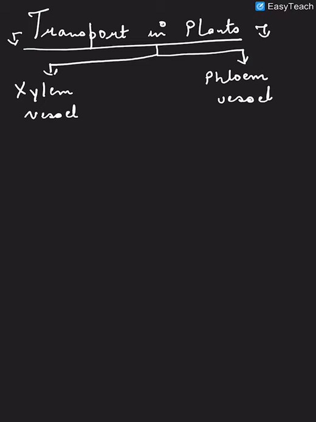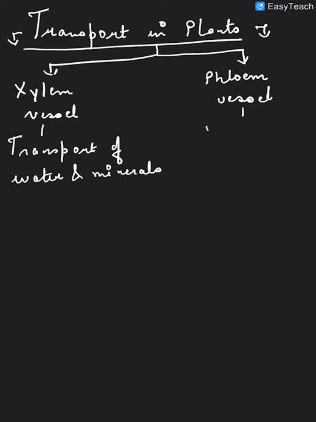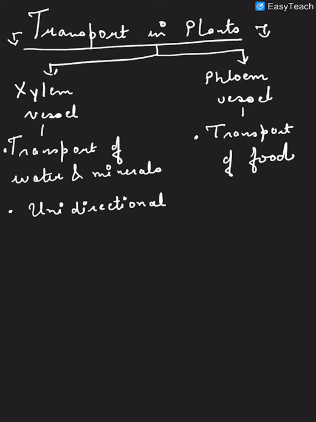Now, the xylem vessel is mainly responsible for transport of water and minerals. And phloem vessel is mainly responsible for transport of food. The transport in xylem is unidirectional, means in only one direction, whereas transport in phloem is multidirectional.